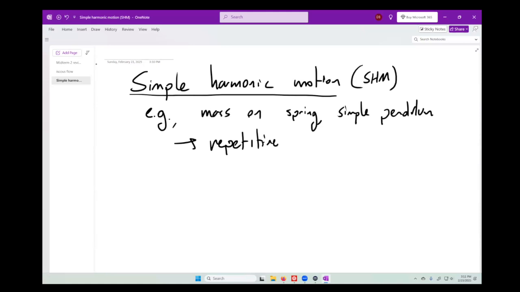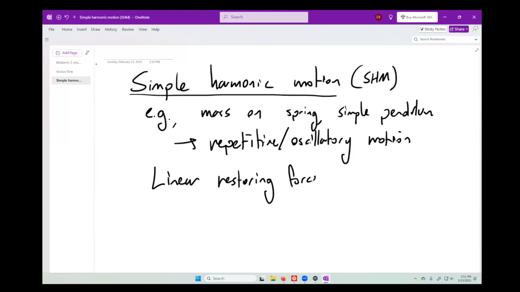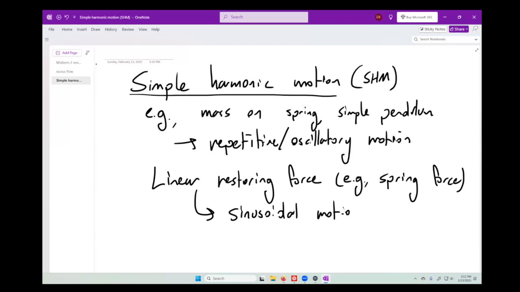And we get this repetitive or oscillatory motion. Simple harmonic motion is specifically what we get when we have a linear restoring force, and that's the only force acting on our system. For example, the spring force. And in that case, what we get is sinusoidal motion, right?